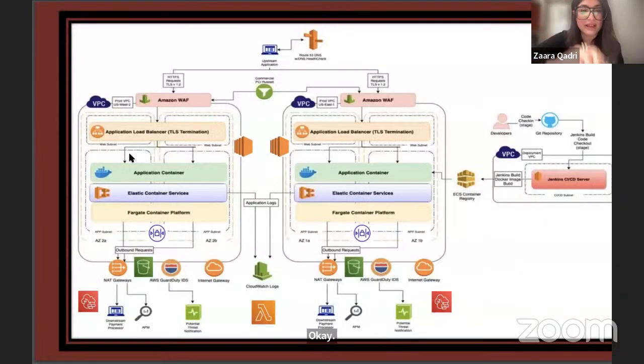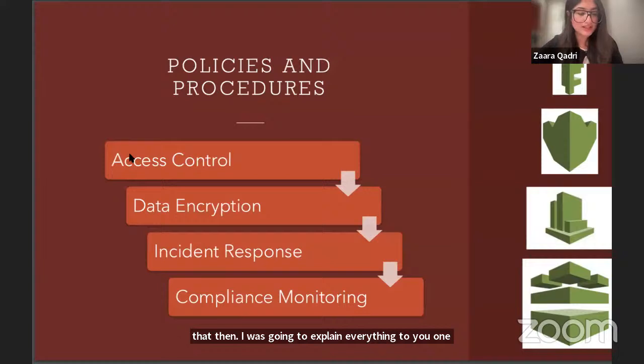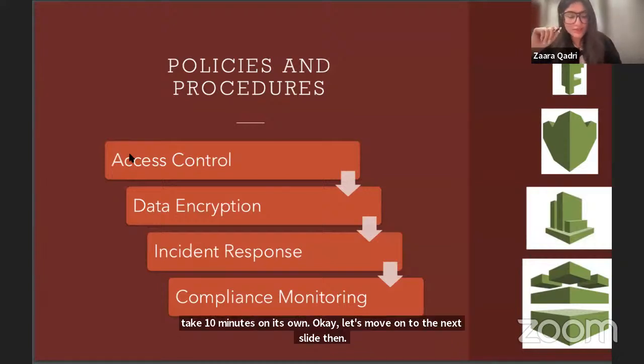I was going to explain everything to you one by one, but that will take some time. That'll probably take 10 minutes on its own. Okay, let's move on to the next slide then. Let's move on to the security policies and procedures.